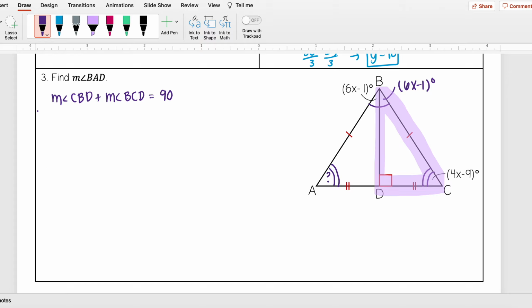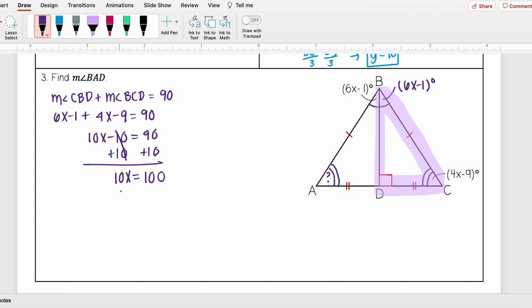Now I can just plug in what those are. So I have 6x minus 1 plus 4x minus 9 is equal to 90. 6x plus 4x, I get 10x, and then minus 10 is equal to 90. And then divide both sides by 10, and so I get that x is equal to 10.